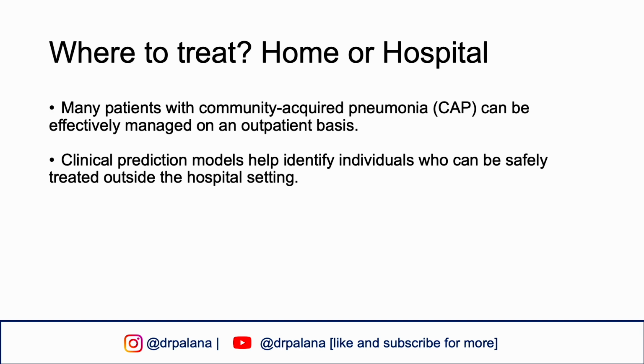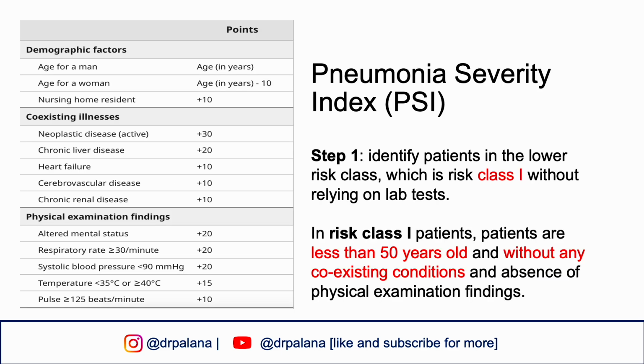Clinical prediction models help identify individuals who can be safely treated outside the hospital setting. The Pneumonia Severity Index is a reliable tool for predicting all-cause mortality within 30 days. It assesses 11 variables linked to adverse outcomes. Patients classified as severity risk class 1, with no risk factors, are typically suitable for outpatient management. While the PSI is useful for making decisions about where care should be provided, it should not override clinical judgment. Compared to the CURB-65, the PSI is preferred because it identifies a larger group of low-risk patients and more accurately predicts mortality risk.